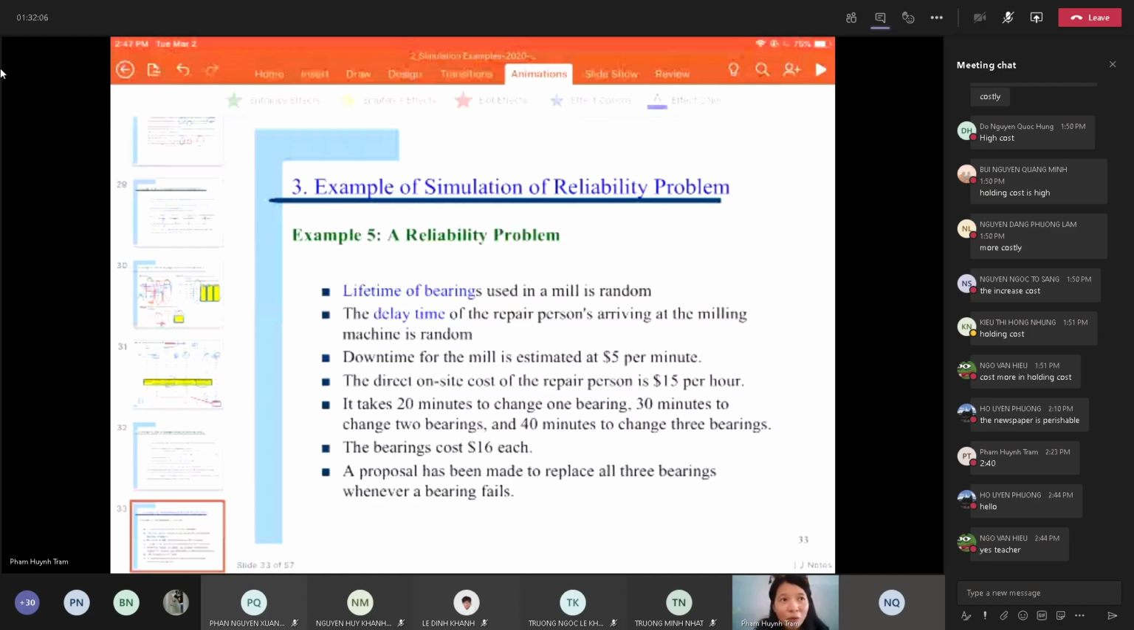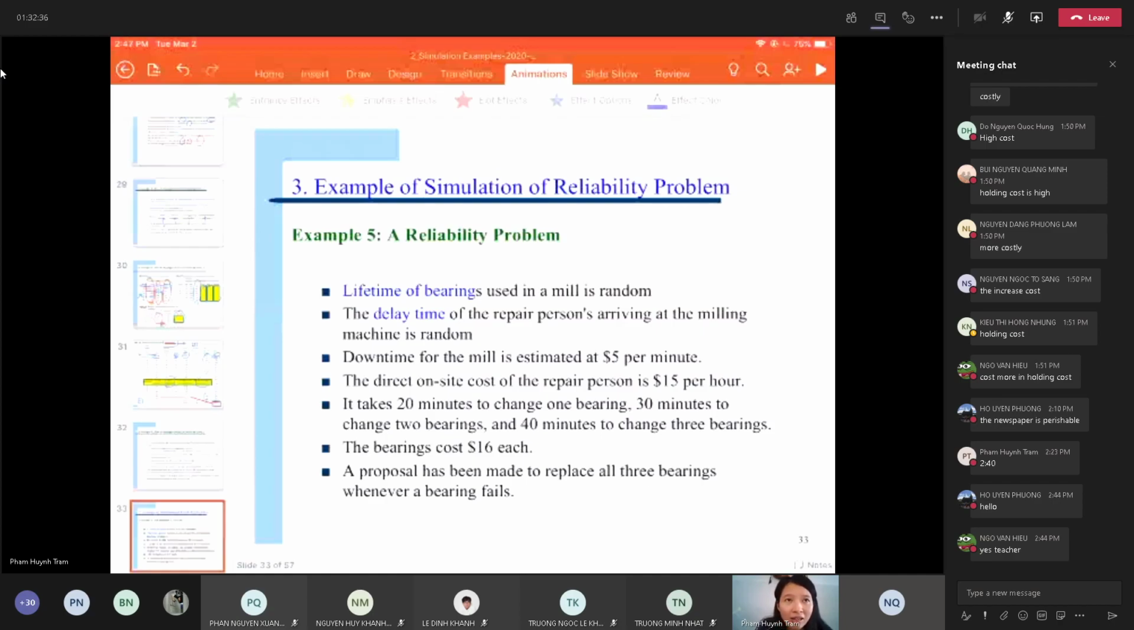Okay, you may come up with an average lifetime of the part, but it's random. So that's a very common issue in the reliability problem. And then when you replace the part or when you do the maintenance job, the time to carry it out is actually also random.